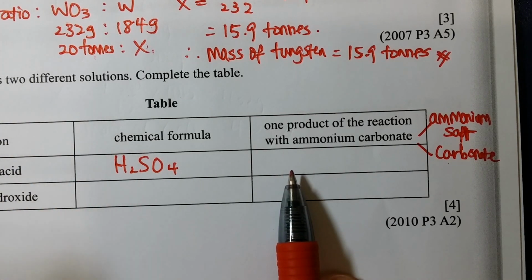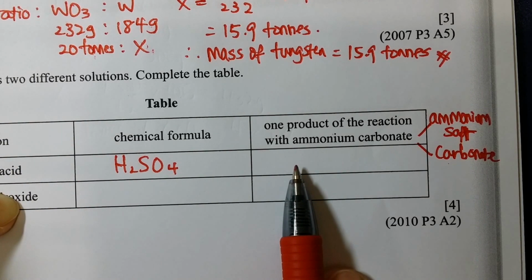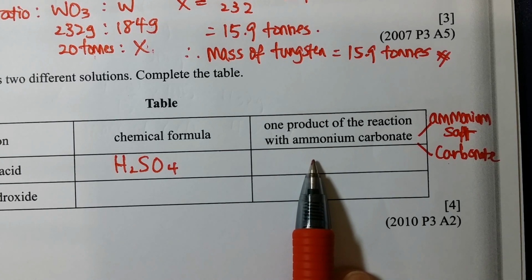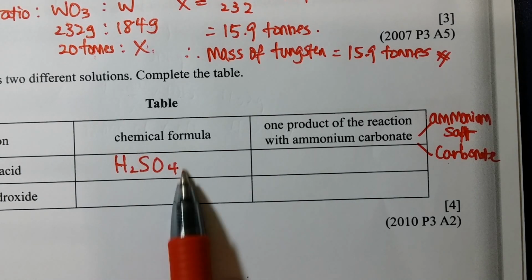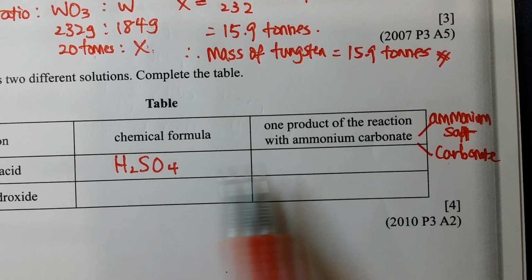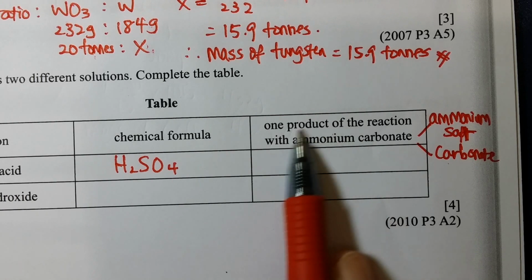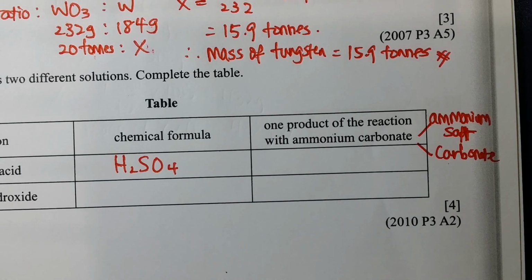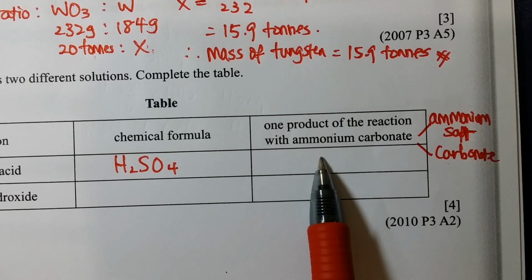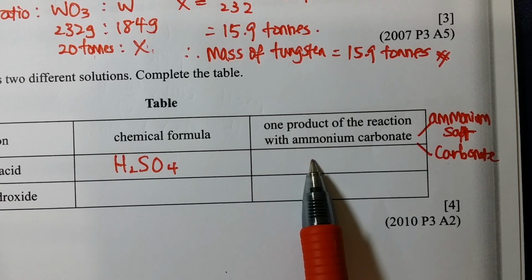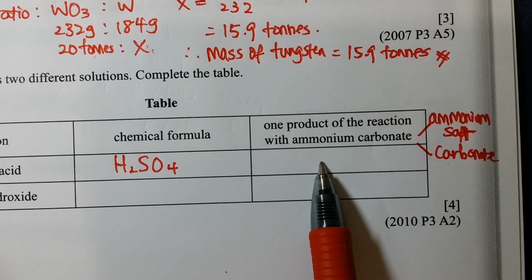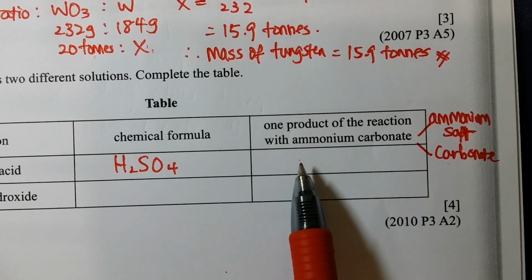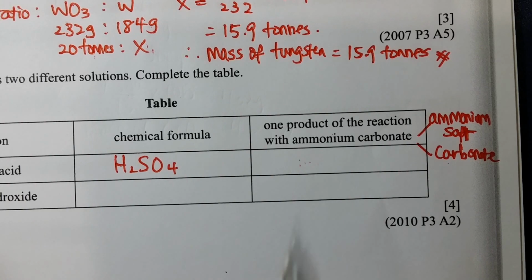So over here, you can write carbon dioxide, water, or the salt. So what would be the salt? The negative ion of the salt must be from the acid. So the negative ion is sulfate. The positive ion of the salt must be from the carbonate, which is ammonium. So the salt is ammonium sulfate. So for this one product, you can either write carbon dioxide gas, or water, or ammonium sulfate, either one.